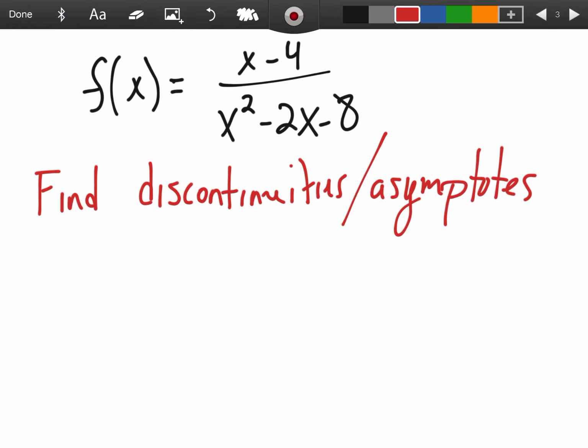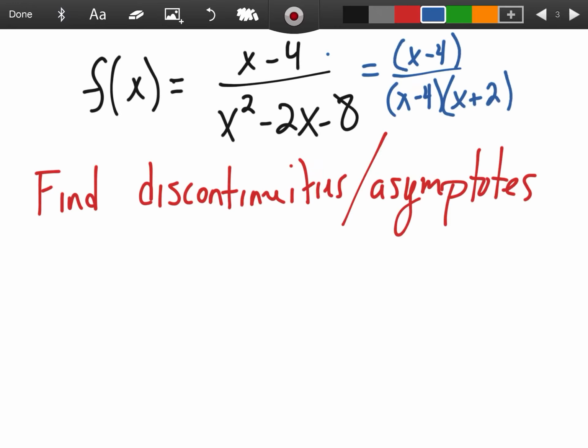All right, so we're going to start off with one example here. We're starting off with f of x is equal to x minus 4 over x squared minus 2x minus 8. So with these functions, we just want to start off by factoring both numerator and denominator as much as we can. So my numerator stays as x minus 4. In the denominator, I have x minus 4 times x plus 2. So right off the bat, I see the same factor appears in both the numerator and the denominator.